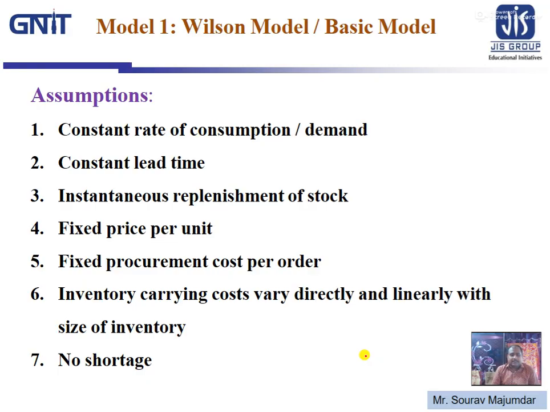Instantaneous replacement of stock. Then fixed price per unit. Then fixed procurement cost per order. Inventory carrying cost varies directly and linearly with the size of inventory. So inventory carrying cost is varying, it is not fixed, and it depends on the size of the inventory. And no shortage. So these are the 7 assumptions.